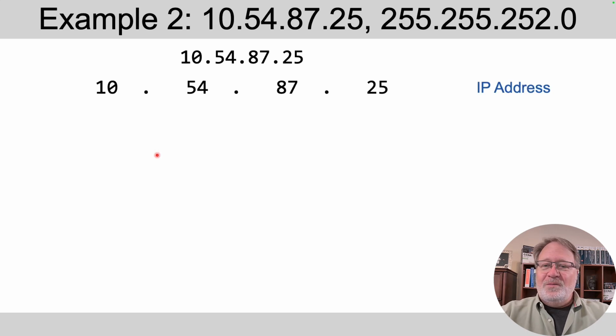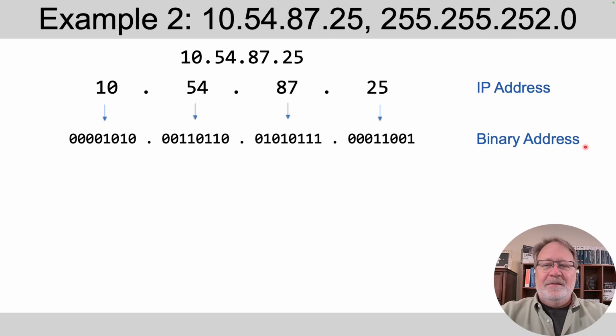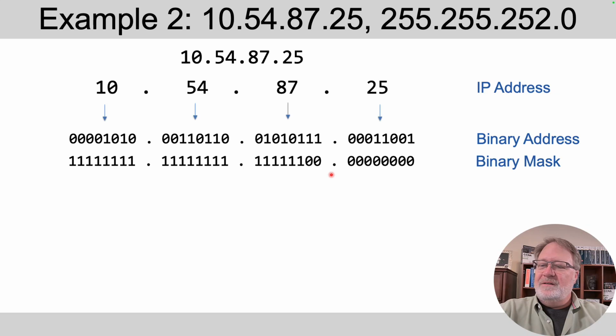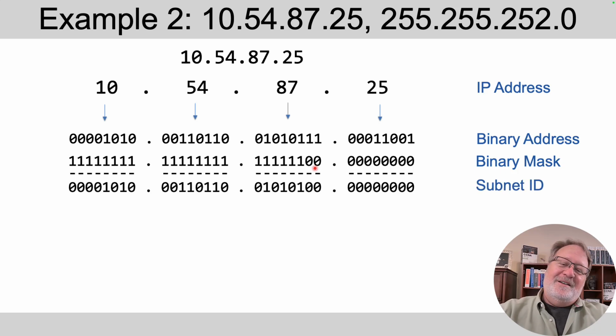So just to drive it home, let's do 2 more examples. Here it's 10.54.87.25 with a little different mask with a 252 in the third octet. So if we take that IP address and we convert it to binary, and we take this dotted decimal mask and show its binary value here. Notice it's got 6 ones and 2 zeros in that third octet. Take those two numbers and do our bitwise Boolean AND. 0 and 1 is 0, 0 and 1 is 0, 0 and 1 is 0, 0 and 1 is 0, 1 and 1 is 1, and so on. We get to this value as the subnet ID.